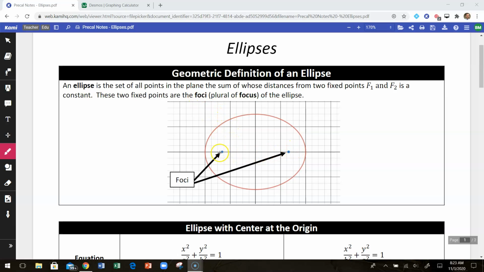Okay, so with a parabola we had one fixed point called a focus. Here we've got two of those, so the plural of focus is foci. The idea is if I picked any point on this ellipse and I did a straight line distance to each one of these points, the sum of those two different distances as I make my way around the ellipse is always the same. Whatever that distance is to this point plus the distance to the other point, the sum of those two distances is always going to be the same as I go around this ellipse.